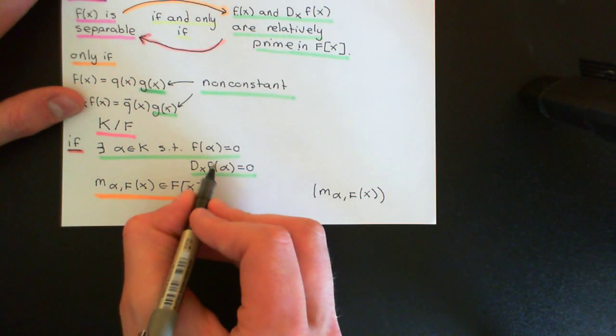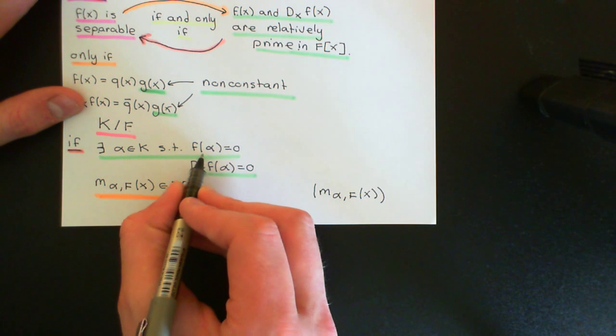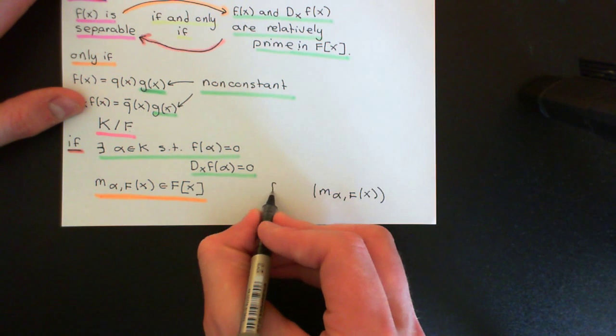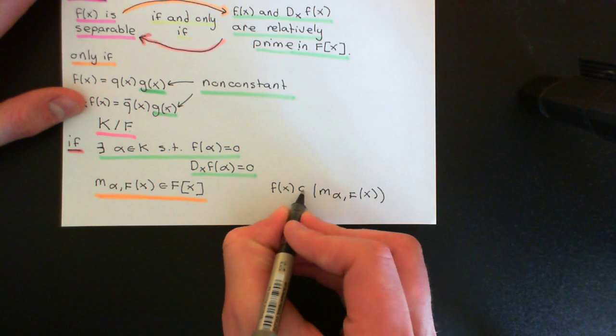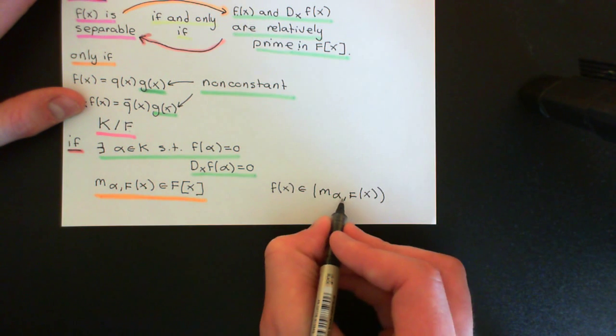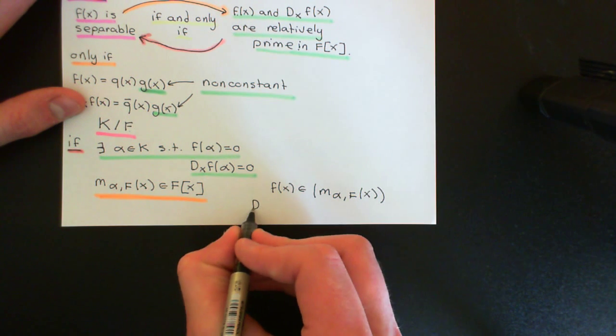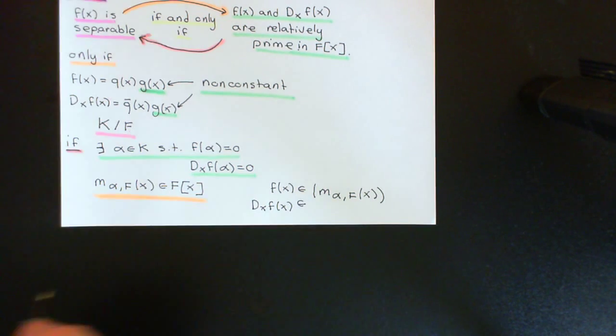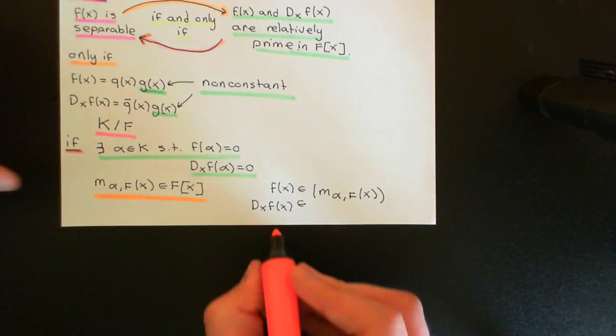So I can now conclude that because both of these polynomials, f(x) and the derivative of f(x), have alpha as a root, both of them are elements of the principal ideal generated by the minimal polynomial for alpha over F. So f(x) is in there, and the derivative of f(x) is also in there. Okay, now why is that a problem?